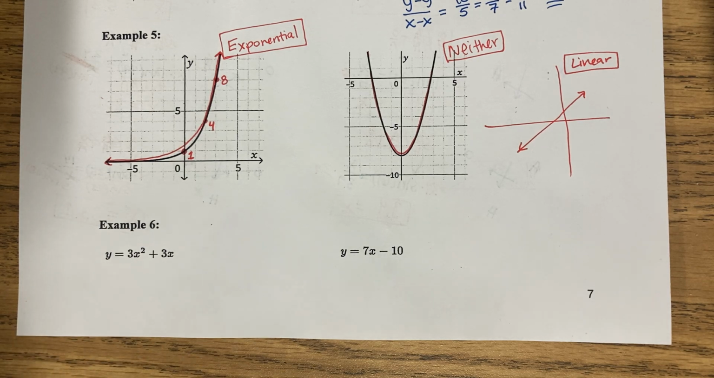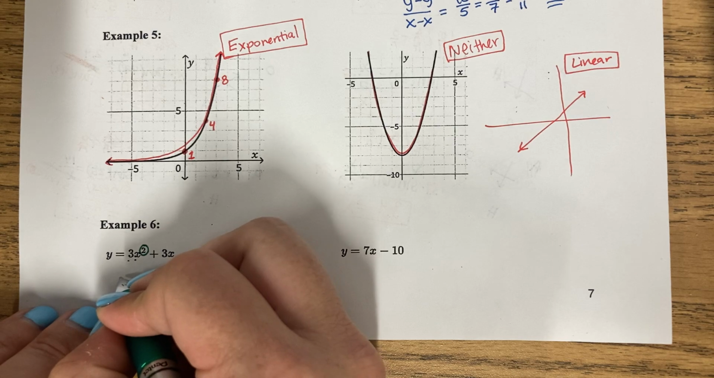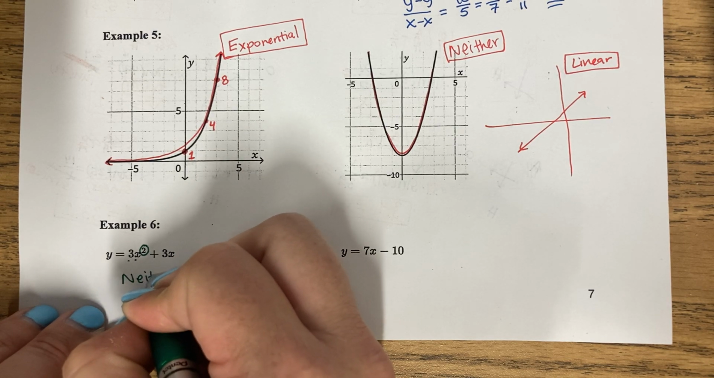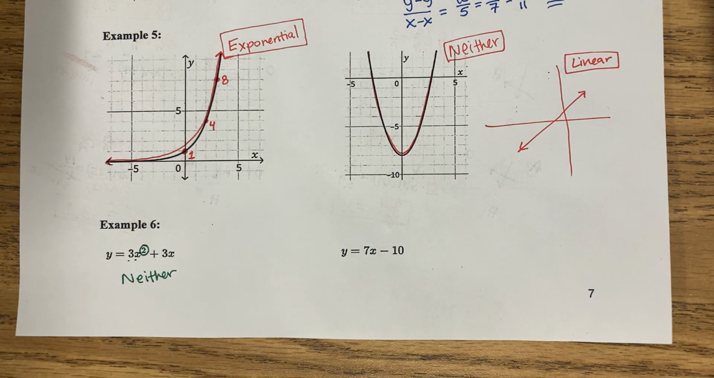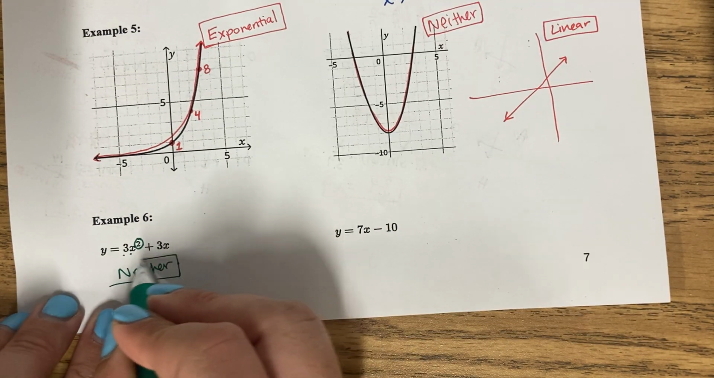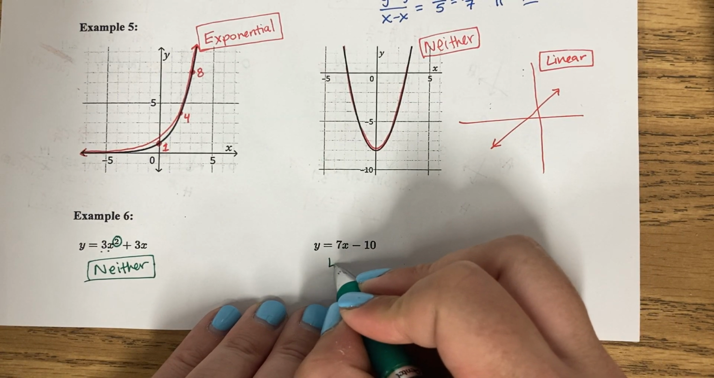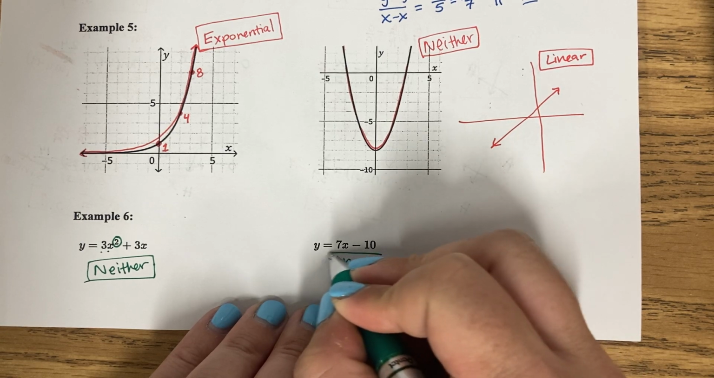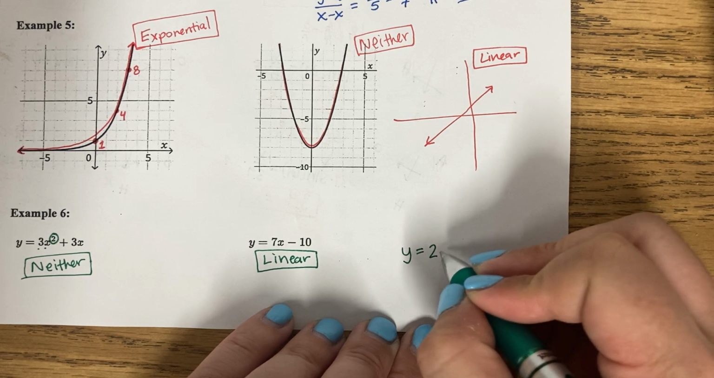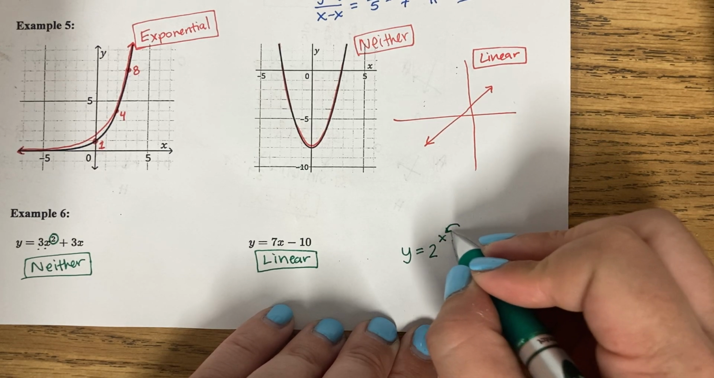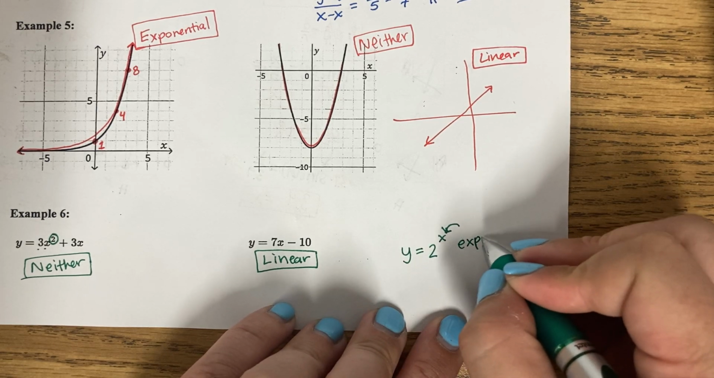Example 6, we have 3x squared. This little squared power you have not learned about yet. It is a quadratic when it has that power of 2 as its highest power. Then right here we have the form mx plus b. This is a linear equation. And then we don't have an example of exponential, so I'm just going to write one. When you have a power of x, right? Power of x, that is when it is called exponential.